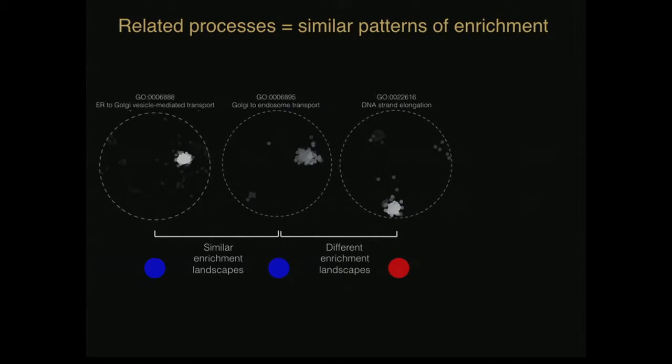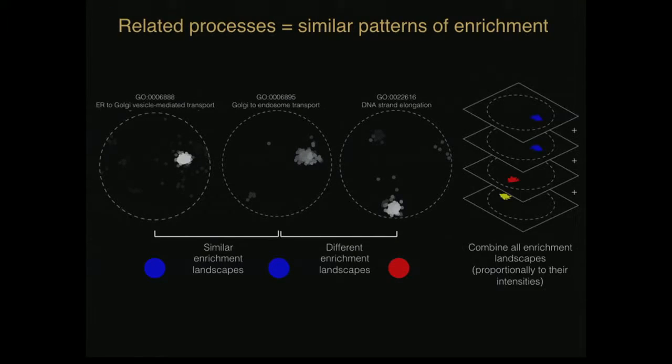So what we can do to try to summarize this all together, so that you don't have to look at 500 of these plots, is we can assign the same color to these two because they're similar, but different colors to these two, and then we can sum them all up, basically compile them together into a single map that will, for every node, have a color that is the sum of all the other colors, proportional to their relative enrichment.